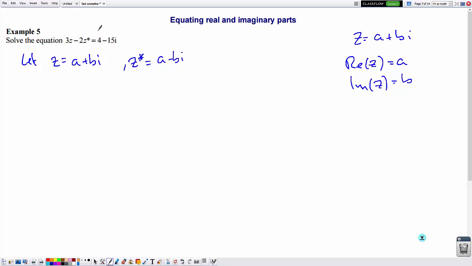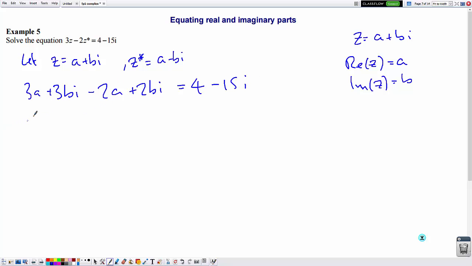Let's plug this into my left-hand side. So I'm going to work it out straight away. So I've got 3 lots of this, so I've got 3a plus 3bi. Then I've got minus 2 lots of this, so I've got minus 2a, and then minus 2 times this, so it's plus 2bi. And that's equal to 4 minus 15i.